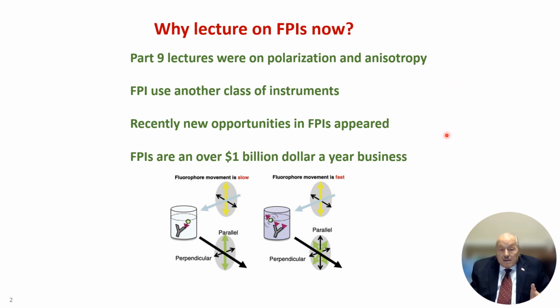So why talk about the FPIs now? Well, we just finished lectures on 9 on polarization and anisotropy. These measurements use another class of instruments, the microplate readers. You may or may not be familiar with them. Recently, new opportunities have appeared in FPIs, and it's just an enormous business. Boy, I wish I would have gotten into these FPIs earlier when I first saw them published, but of course, I always missed good ideas.